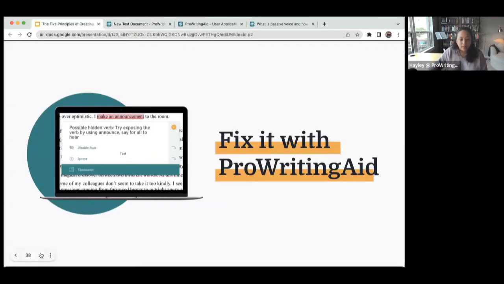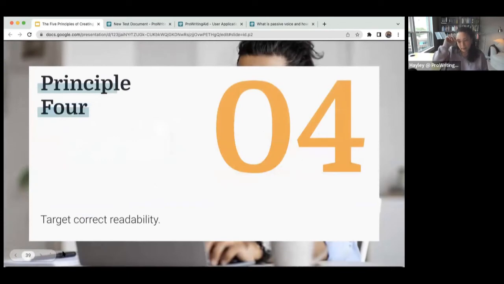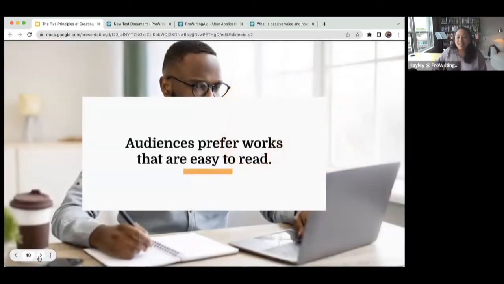Okay, let's keep going. We've got two more principles to cover, and then we have a few questions as well. So our fourth principle is to target correct readability. Audiences often prefer works that are easy to read, and this is something that's really hard for writers to get their minds around. I often think that this is because, when we start out as writers in class or that type of thing, it's really easy for us to think that we need to show off our fancy vocabulary, or we need to write really long sentences.